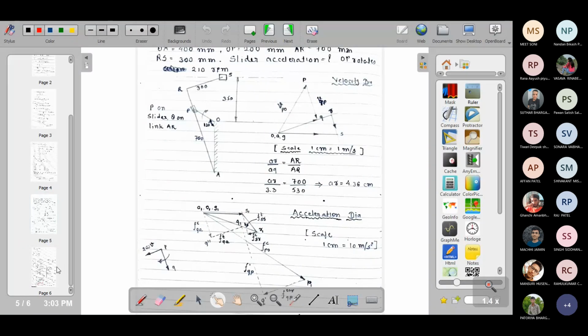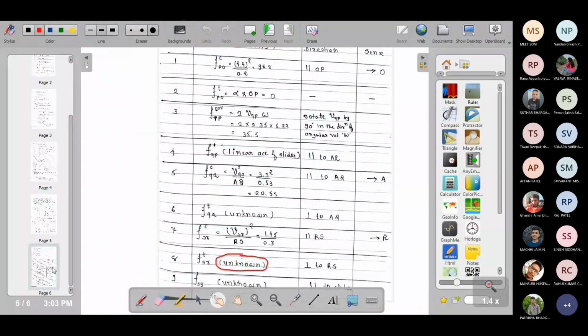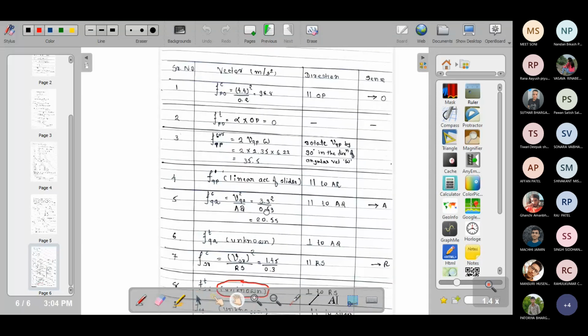You have to make this table whenever you want to find acceleration diagram. You want to make this table so that the things will be very easy for you. The vector, direction, and sense. Vectors means its magnitude. So centripetal component, it is v square by r, and tangential component, it is alpha into r. Okay, direction, it is parallel to the link. Centripetal component and tangential component, it is perpendicular to the link.